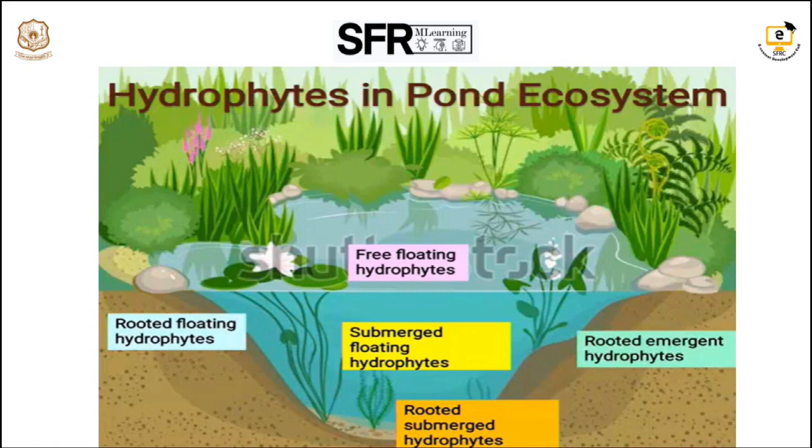Free floating hydrophytes are present on the upper surface of the water, that is Eichhornia and Azolla. Submerged floating hydrophytes are below the water surface; the best examples are Utricularia and Ceratophyllum. Rooted submerged hydrophytes are rooted in the soil below the water surface; the best examples are Hydrilla and Vallisneria, and they don't come out of the water surface. The fourth category is rooted floating hydrophytes; the best examples are water lily and lotus. They are rooted but come out on the water surface. Then rooted emergent hydrophytes are partially below the water surface and partially above the water surface.